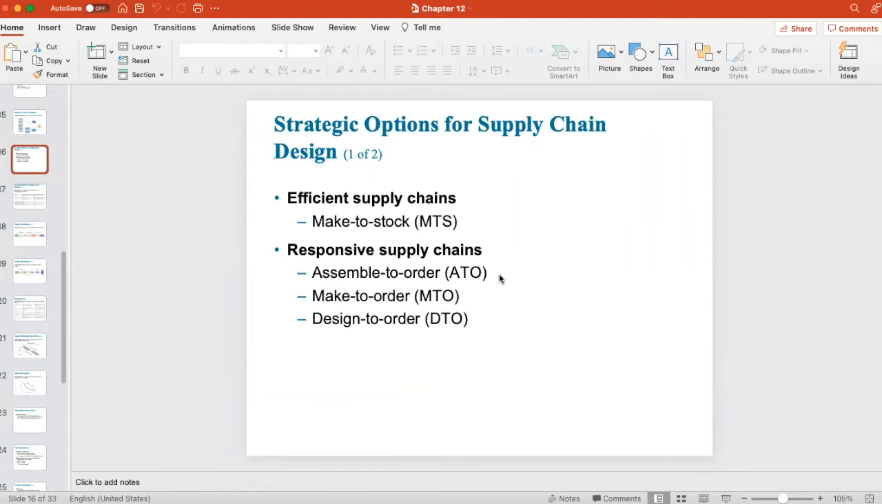All right. So normally we find that when the outside demand fluctuation is lower, and when the product characteristic is more standardized, it's more appropriate to use an efficient supply chain. On the other hand, when the outside demand fluctuation is a little bit higher, and when the product characteristic is more customized, then the responsive supply chain is more appropriate. The underlying reasoning here is very simple.